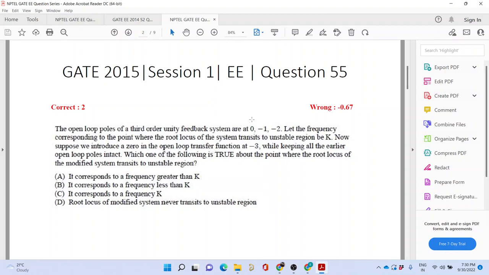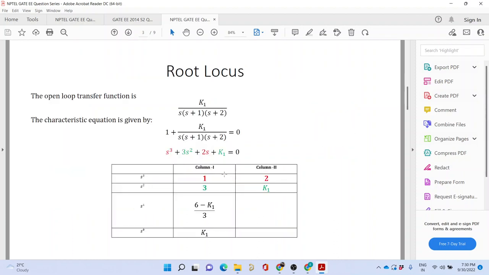Let us first see how the root locus would look when there are only these three poles. If there are three poles at s equal to 0, s equal to -1 and s equal to -2, then the open loop transfer function would be k1 divided by s times s plus 1 times s plus 2. This k1 is a variable gain, and I am trying to find the root locus, the locus of the closed loop poles as k1 varies from 0 to infinity. For that, we first need to find the characteristic equation. 1 plus G(s) gives you the characteristic equation, written as this.